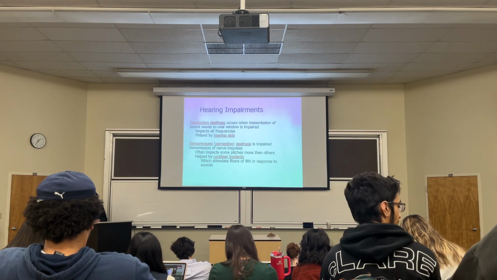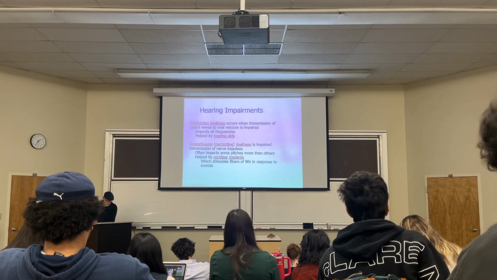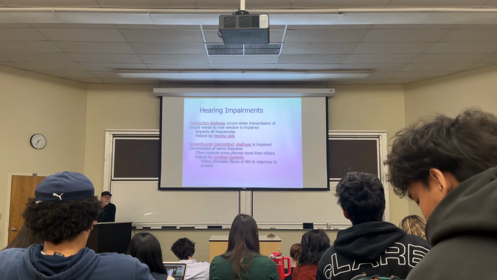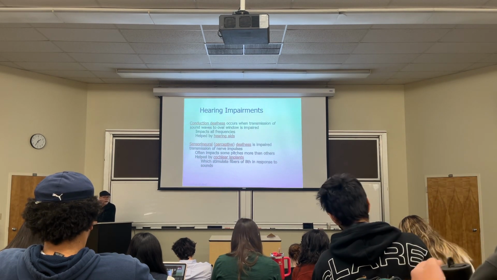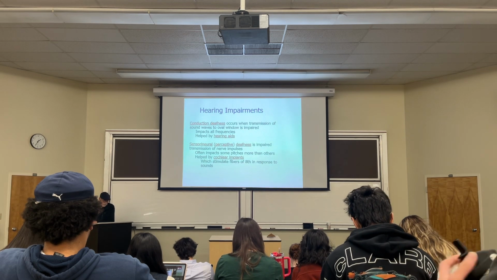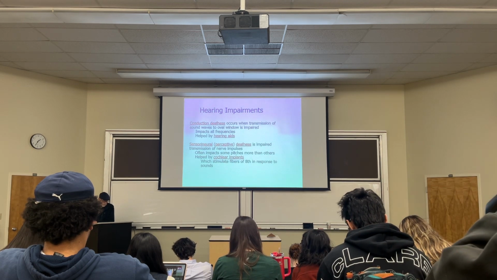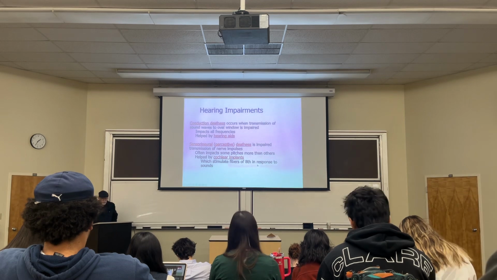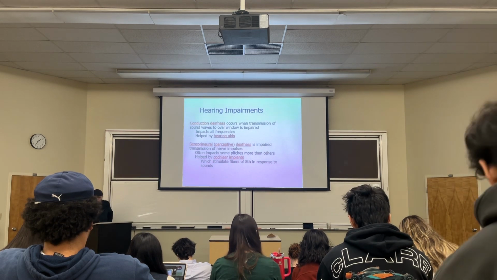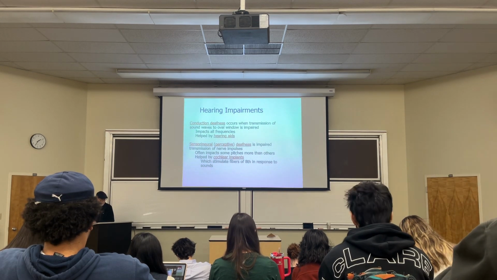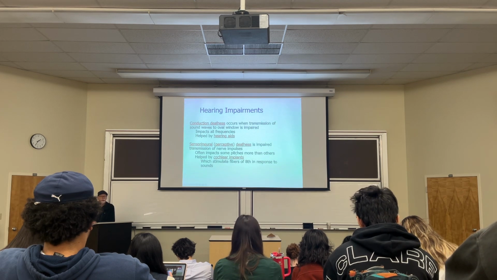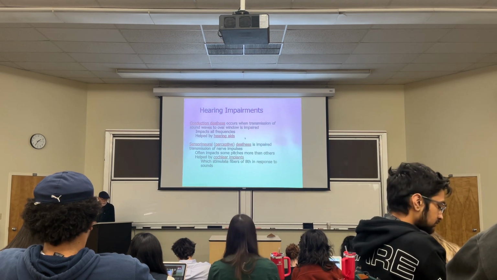How do we fix this? Hearing aids won't work for perceptive deafness, but you can do cochlear implants. You can actually put a mechanical device in there, an electronic device, and that will stimulate cranial nerve 8, replacing the hair cells essentially. And so that's how you treat that. Interesting.